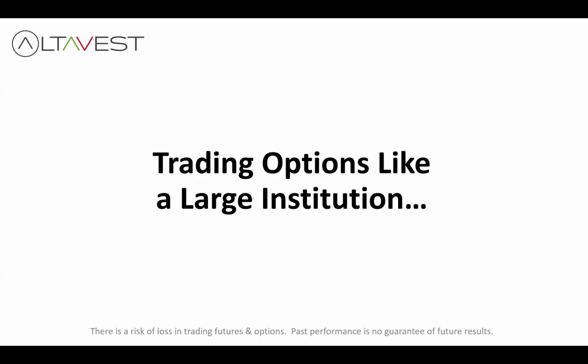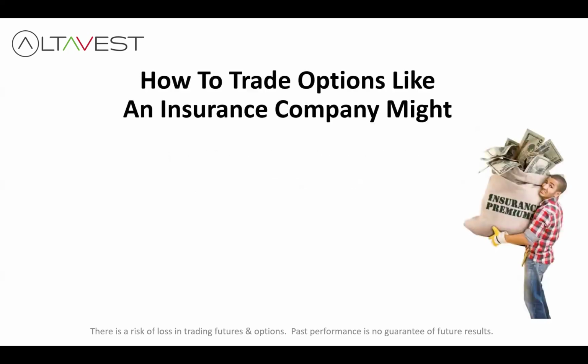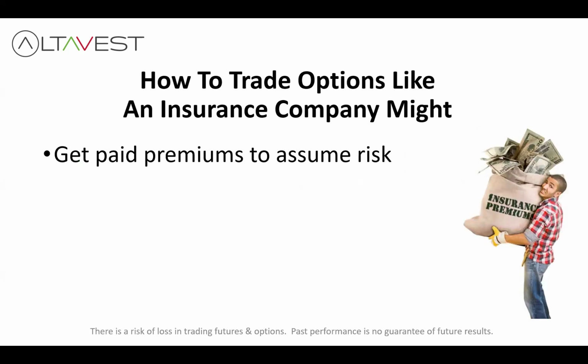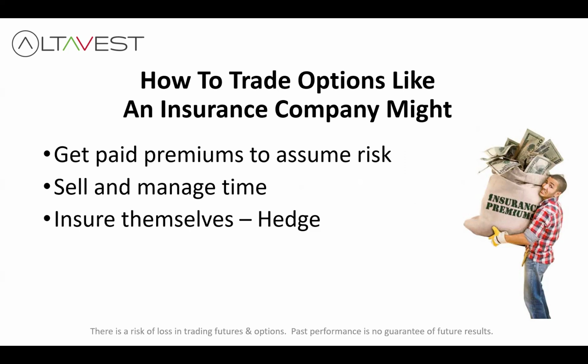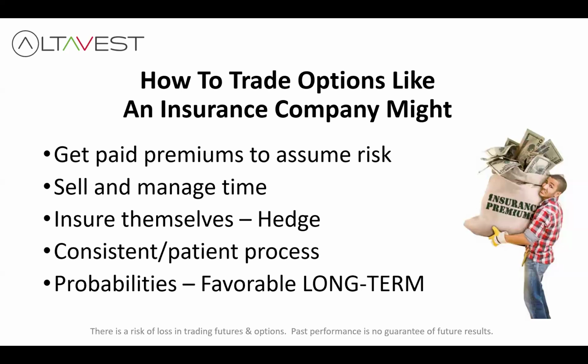So we're going to look at trading options like a large institution or money manager might do it, or a hedge fund. For example, how do insurance companies exist? What's their business model? Well, maybe we can apply their model to how we trade options. They're getting paid premium to assume risk, to sell and manage time. They insure themselves by hedging. They're consistent in their approach and they're patient in their process. And they simply do a lot of number crunching. Look at probabilities, favorable long-term probabilities and odds. That's what they're looking for.